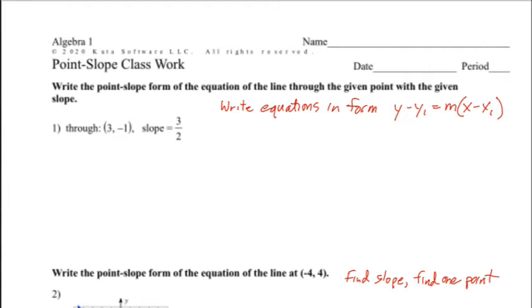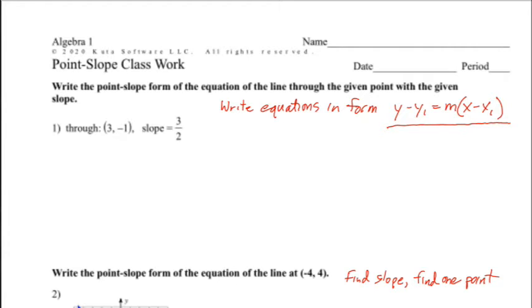Hi everyone. In this video we're going to work through the problems in the point slope classwork worksheet. All the equations that we write for this particular worksheet will be written in the form y minus y1 is equal to m times x minus x1.